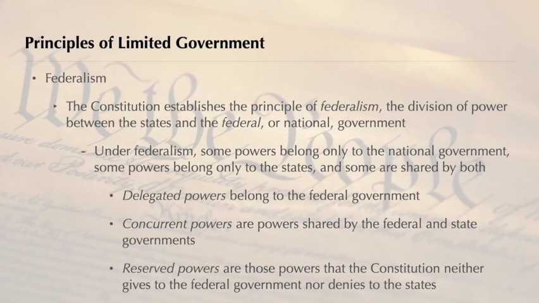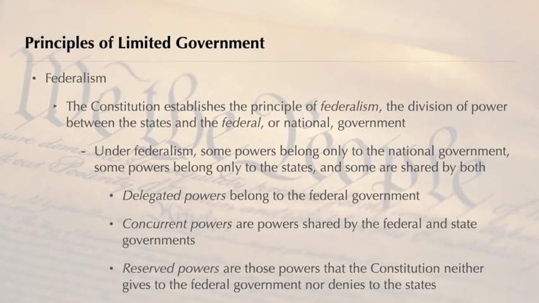The Constitution establishes the principle of federalism, the division of power between the states and the federal or national government. Under federalism, some powers belong only to the national government, some powers belong only to the states, and some are shared by both. Article 1 describes the delegated powers, those that belong to Congress. A number of these powers, such as the power to coin money or declare war, are denied to the states.